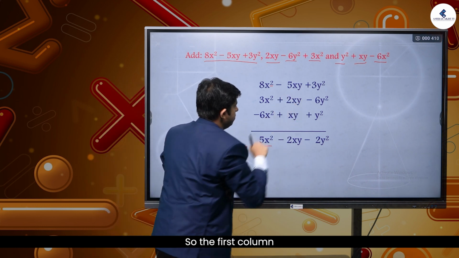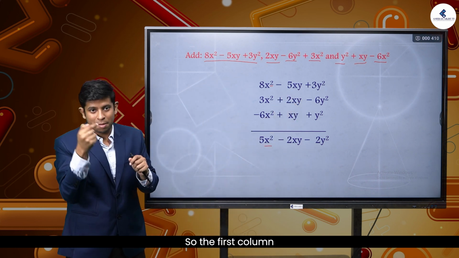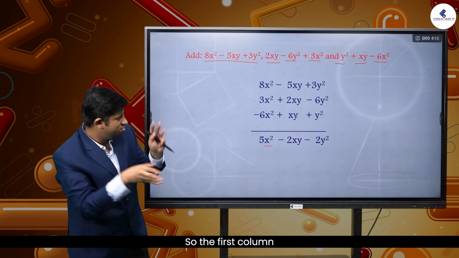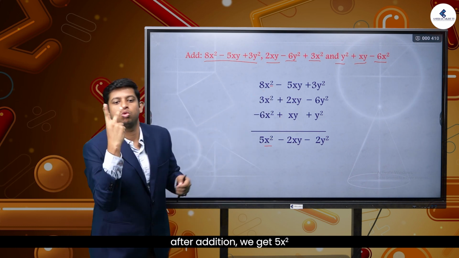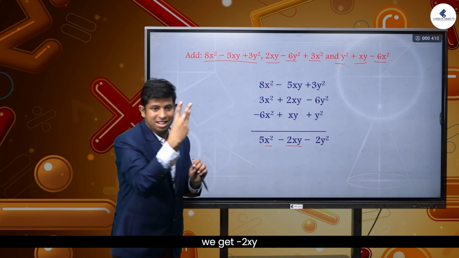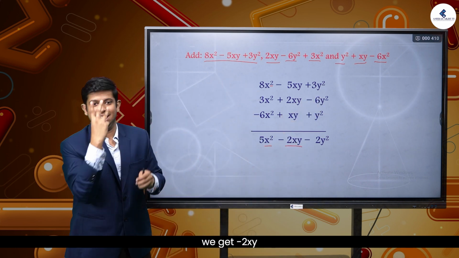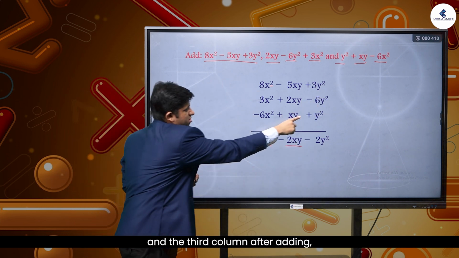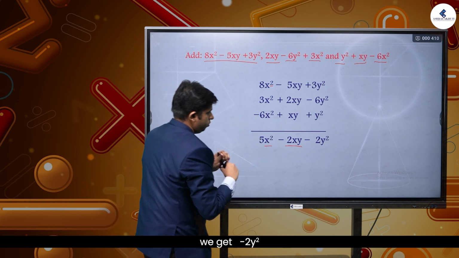So the first column, after addition we get 5x square. In the second column we get minus 2xy. And the third column, after adding, we get minus 2y square.